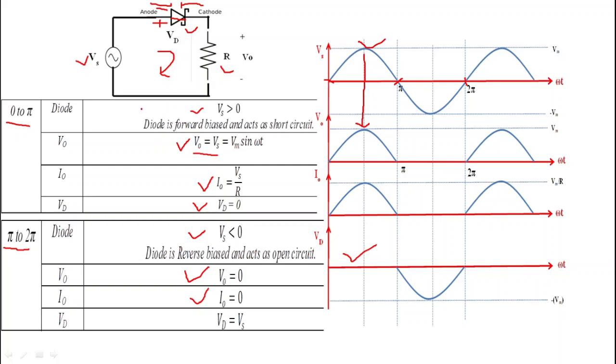Now when V0 is equal to 0 from pi to 2 pi, then this whole voltage will appear across this diode. That's why the diode voltage is equal to the supply voltage from pi to 2 pi. So here in this waveform we can see that this whole negative voltage appears across this diode. So this is the drop across the diode from pi to 2 pi.